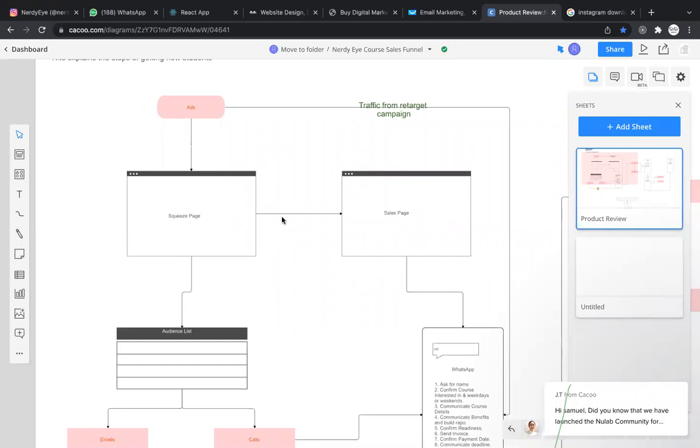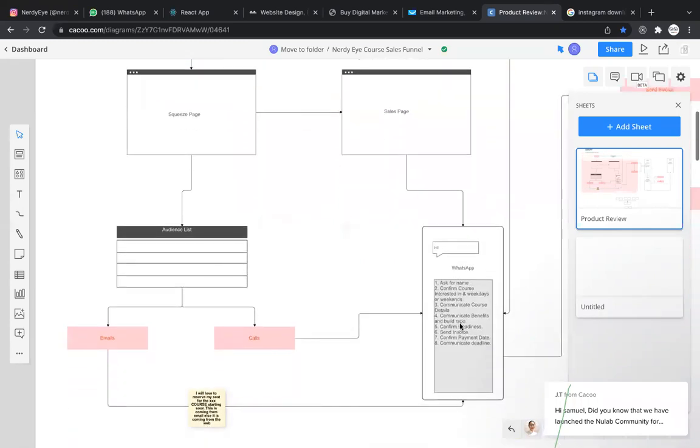From the squeeze page, we'll move them to a sales page, where we talk to them and let them understand how everything works. From the squeeze page again, we move them straight to WhatsApp. In WhatsApp, the lady that is helping us handle our WhatsApp phone has a model of chatting with them. For example, ask them for their name, confirm email, confirm course interest and weekdays or weekend, communicate course details with them, communicate benefits and build rapport.